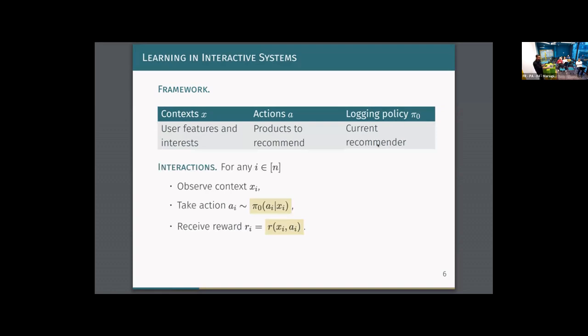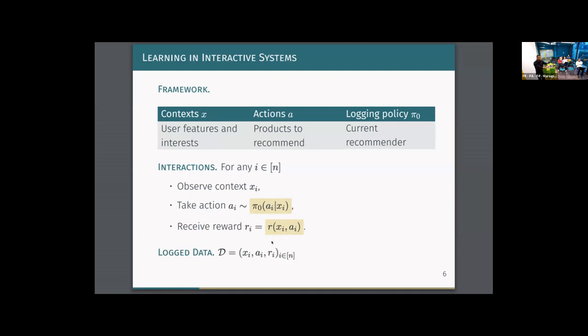And why this logging policy is important is because it's the one used to collect data. So any log data that we have in Criteo is collected by the current recommender system. And the collection happens as follows. First, we observe a context. So we observe the user features, right? Then we take an action. So we recommend a product A_i following this policy, following this current strategy, okay? And then we receive a reward, click or no click, based on how appealing the recommended product was for user x_i. And this leads to this offline data, this logged data composed of contexts, taken actions, and rewards.